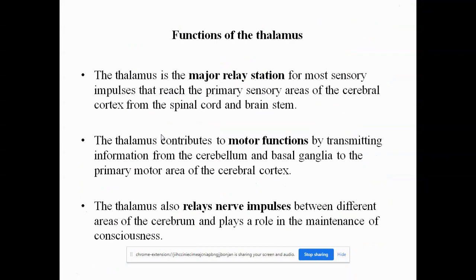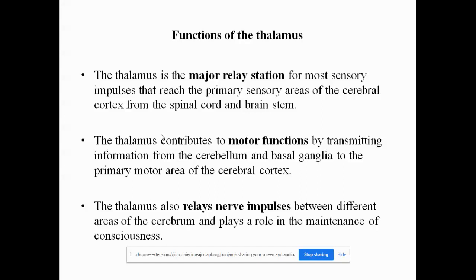So, what are the functions of the thalamus? The thalamus plays a very important role in the relay of sensory information. It is the major relay station for most of the sensory impulses between the cerebral cortex and the spinal cord and brainstem. They pass the information that reaches the primary sensory areas of the cerebral cortex from the lower part.